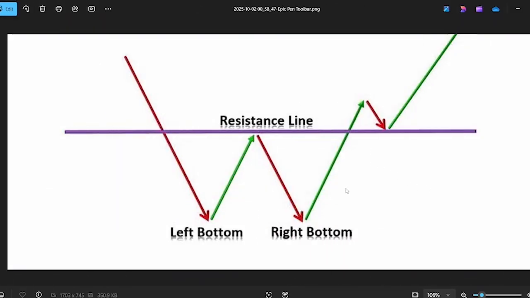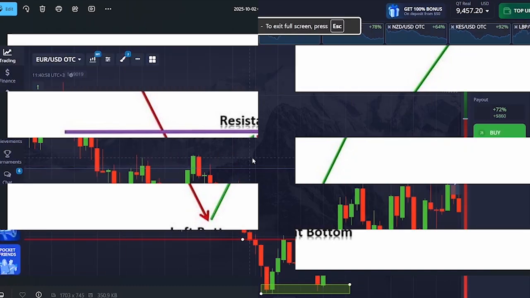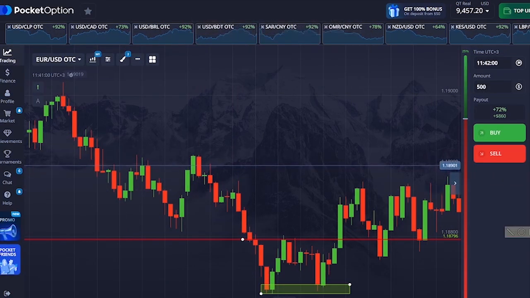So as you can see in this image right here, we have our 2 bottoms right here. So these 2 points are our double bottom. Then this resistance line right here is the neckline, and after breaking that, we expect the market to continue moving in an uptrend. So now I'll teach you how you use the double bottom to trade in binary options.